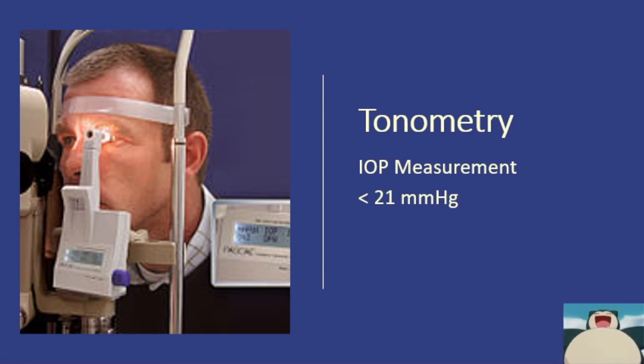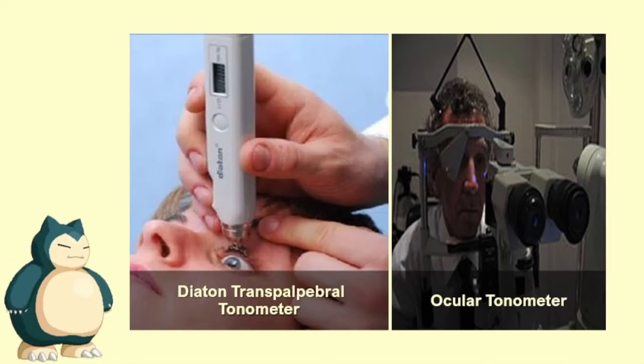So class, we need to be reminded that the normal IOP of our patient is less than 21. More than that, your patient may already have glaucoma. There may be a problem in drainage, or there may be overproduction of your aqueous humor. These are two possible pieces of equipment that can be used for your tonometry: the Diaton transpalpebral tonometer, and the ocular tonometer. Although this is non-invasive, it may cause some discomfort to your patient because the device will be touching the cornea of our patient.